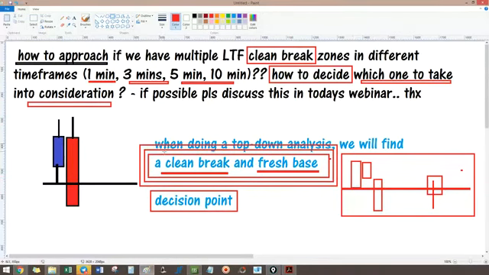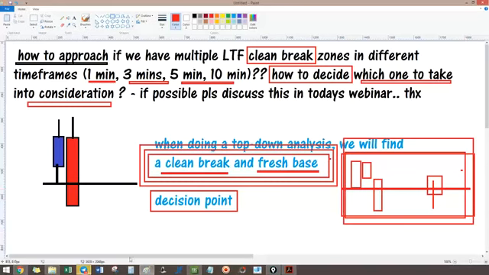When you're doing your homework, you focus on clean break and fresh base, and when you live trade, you will also be the person that you are trained to be. If you are trained to find clean break and fresh base, you will be this kind of person. If you train using this other one, sometimes it will also fail, so you'll be trading with this type of manner.